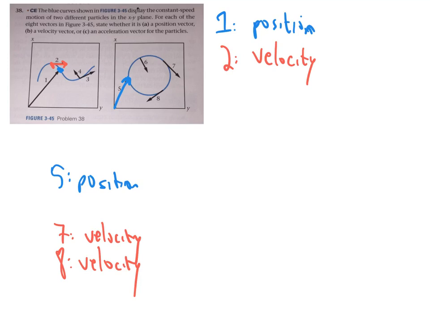And then it kind of looks like 3, harder to tell, but it kind of looks like 3 is also a tangent. So 3 is also a velocity vector. And that sort of logically leaves us with only one possibility for the other ones, but we should probably talk about them.